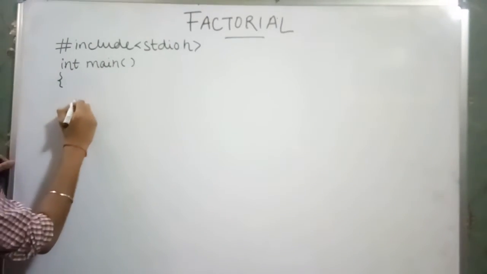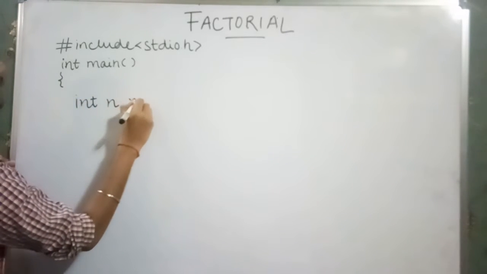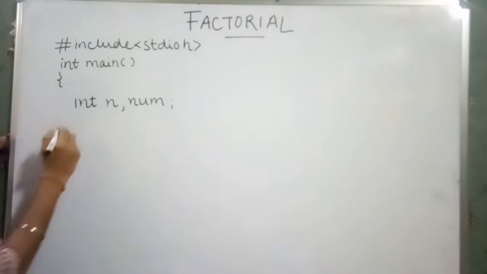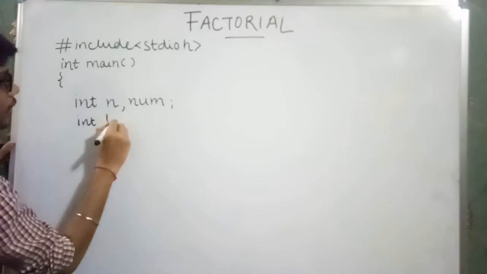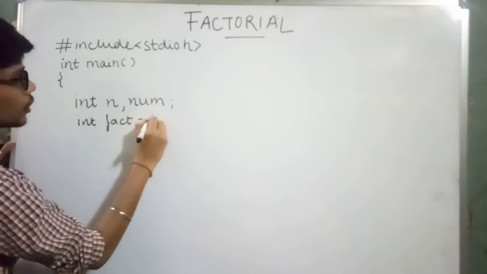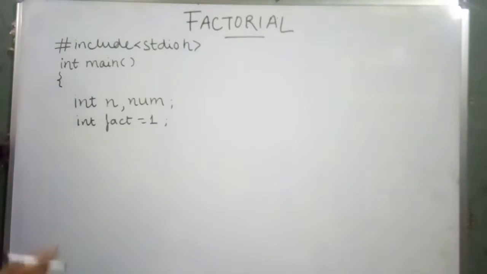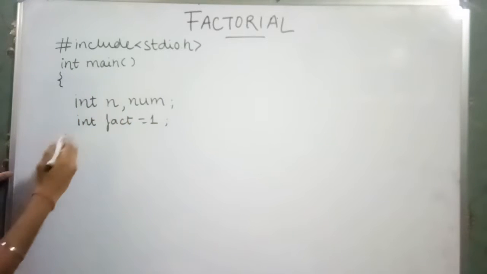So we are going to take int n and num. After that we are going to take one int fact is equal to 1. For factorial we are assuming the value to be 1, and we are taking two variables, n and num. We will see later why we are taking them. n is for inputting a number.